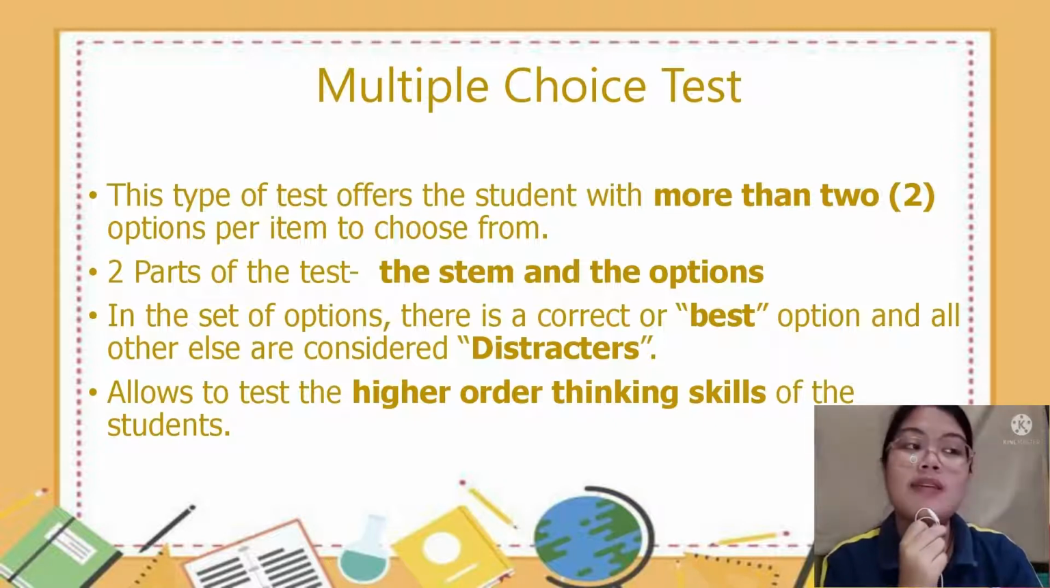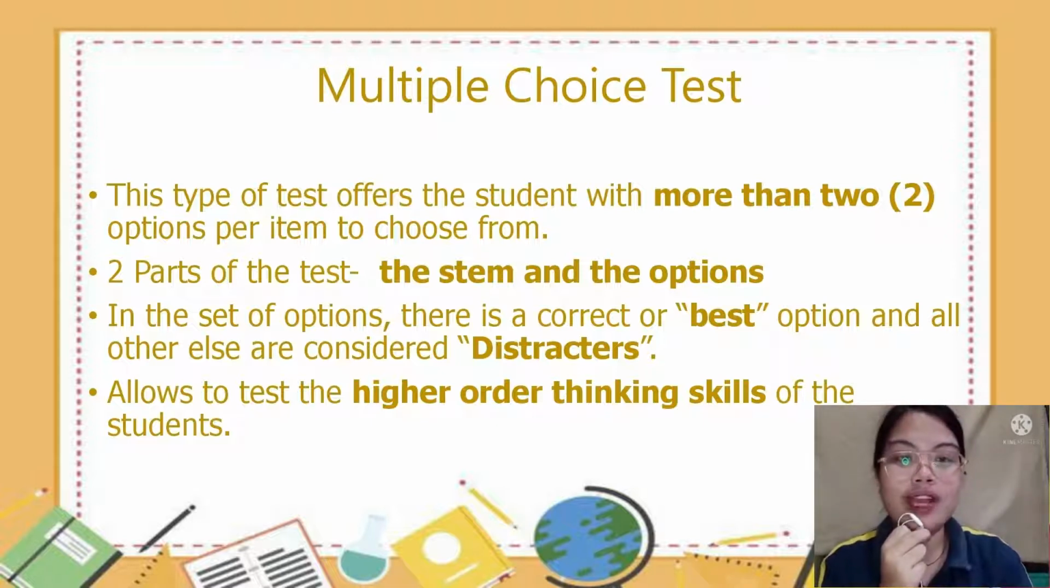Multiple choice type of test allows us to test the higher order thinking skills of the students. How? By making strong and attractive distractors, because by doing this it will confuse the students and lead them to think critically if it is really the right answer. Thus, we are hitting the higher order thinking skills of the students.